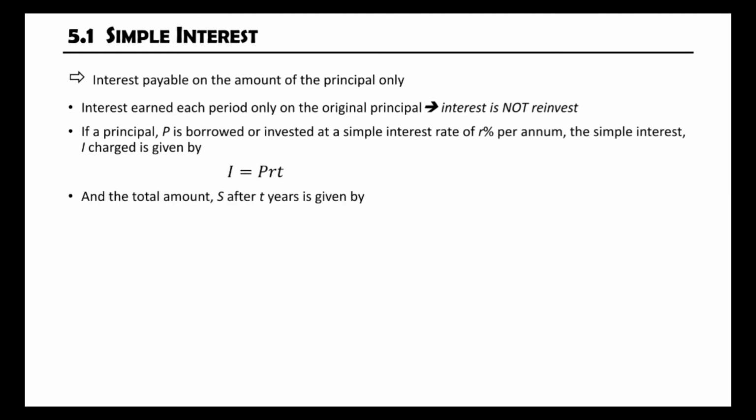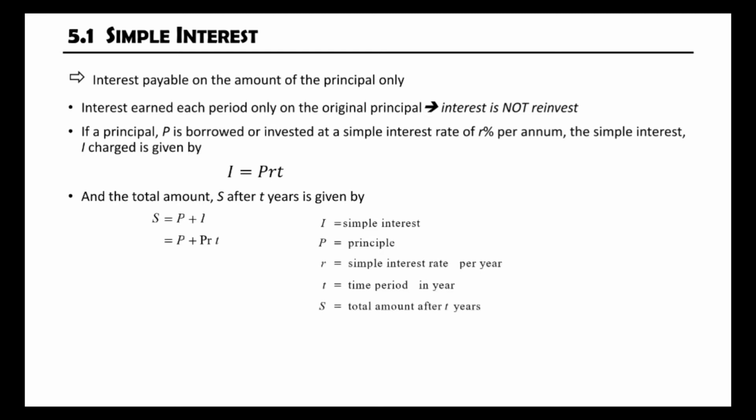And the total amount S after T years is given by sum equal to principal plus interest, where interest equals PRT. So we have S equal to P plus PRT, where I is simple interest, P is principal, R is simple interest rate per year, T is time period in years, and S is the total amount. Therefore, we have the formula S equal to P(1 plus RT).